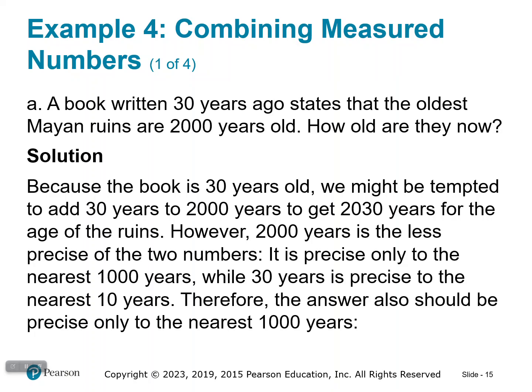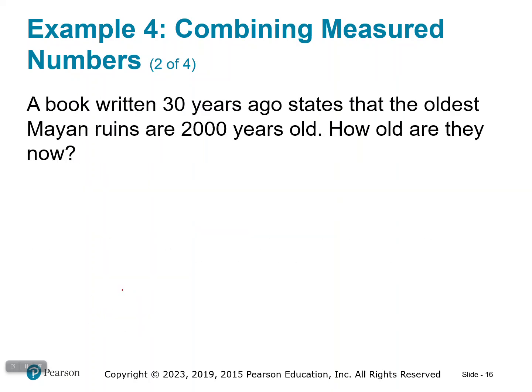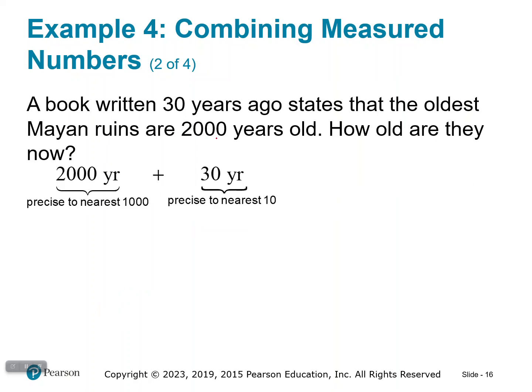Therefore, the answer should also be precise to the nearest 1,000. The least precise is 1,000 years. This is more precise, right? The 10 years. So what we'll do: 2,000 years old plus 30 years, precise to the nearest 1,000, precise to the nearest 10. Our answer is 2,030 years, but we have to round to the nearest 1,000.